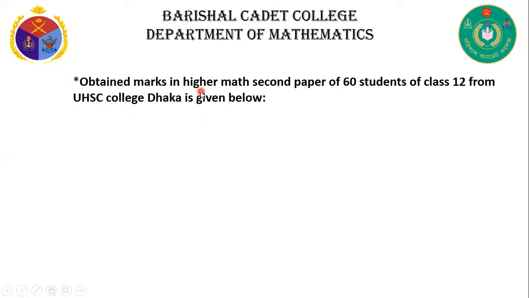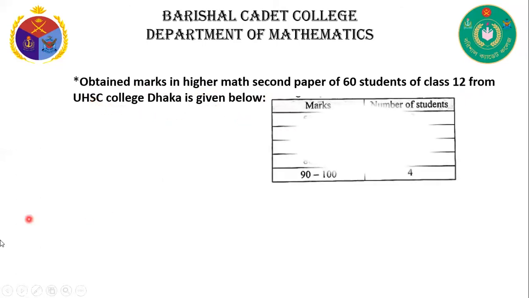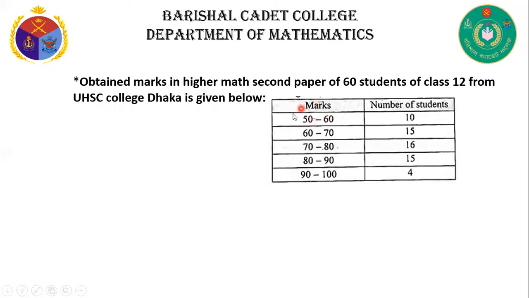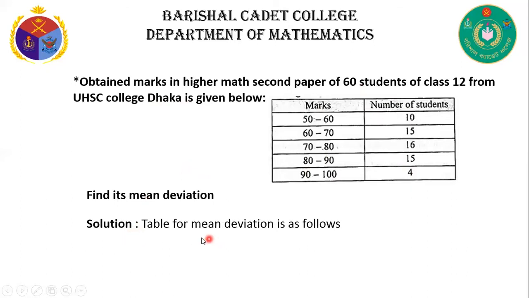Obtained marks in higher math second paper of 60 students of class 12 from USSC College Dhaka are given below. Marks 50 to 60, number of students 10; 60 to 70, number of students 15; 70 to 80, number of students 16; 80 to 90, number of students 15; and 90 to 100, number of students 4. Given this data, now find its mean deviation. Solution: table for mean deviation.